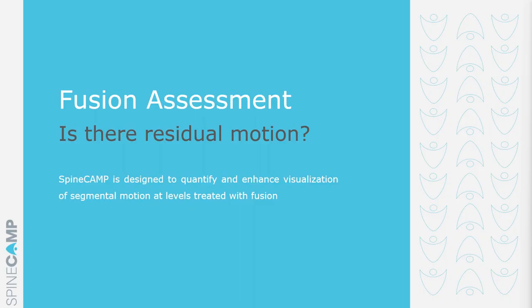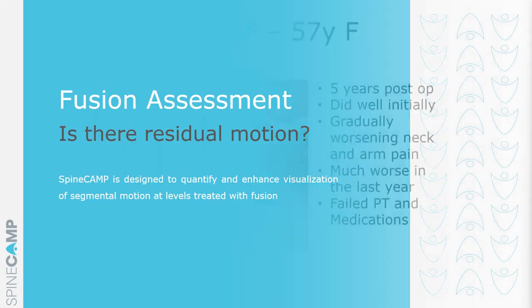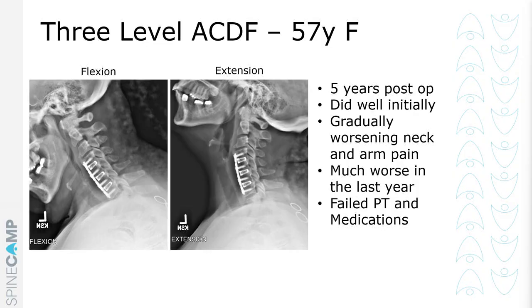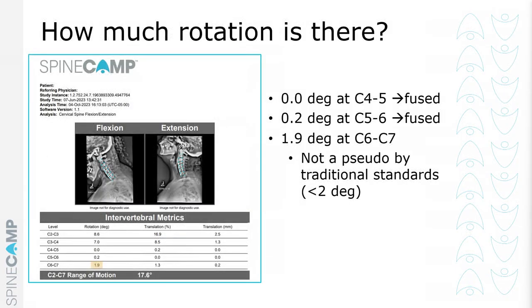So what can we use this for? Well, the first one is fusion assessment. Is there residual motion? This is one of my patients who, 5 years post-op, did well initially, but started having worsening neck pain and arm pain. And she had failed physical therapy.